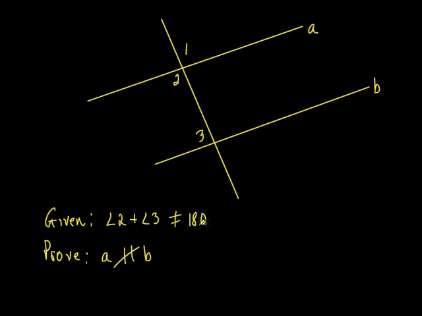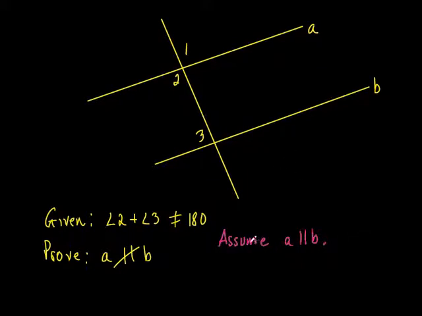It's given that angle 2 and 3 are not equal to 180. Okay, so 2 and 3 are not supplementary, right? We want to prove that A is not parallel to B, right? So, what do we assume? That's right. So we assume that A is parallel to B. All right? So, if A was parallel to B, what could you say about some of these angles? Alex?